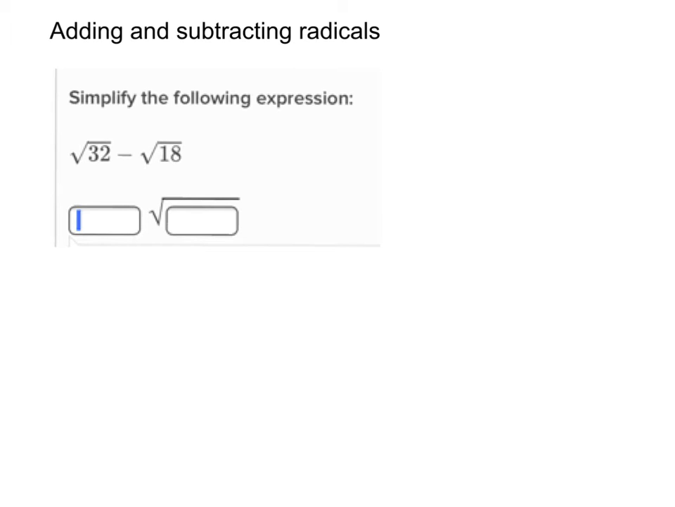Okay, so in this video, our goal is to add and subtract radicals. Now, before we do anything, I want you to understand that radicals are like variables. You can only add like radicals. So if I have 2 times the square root of 3, and I'm trying to add that to 2 times the square root of 5, I can't add these.